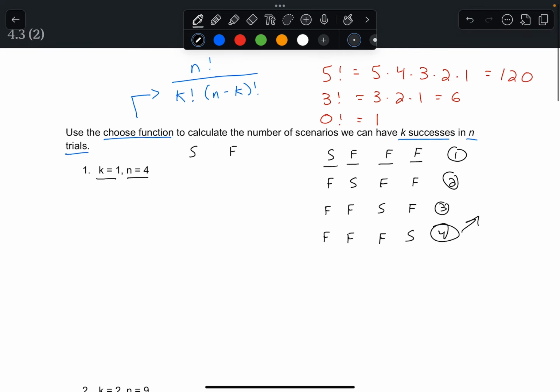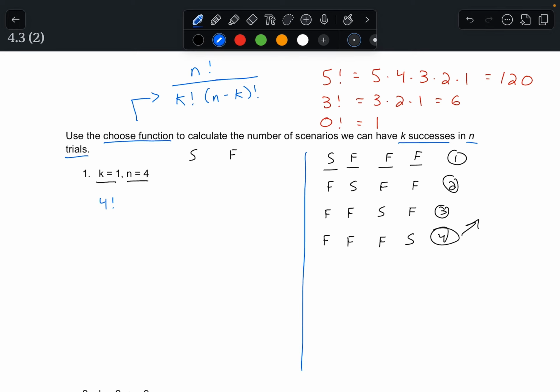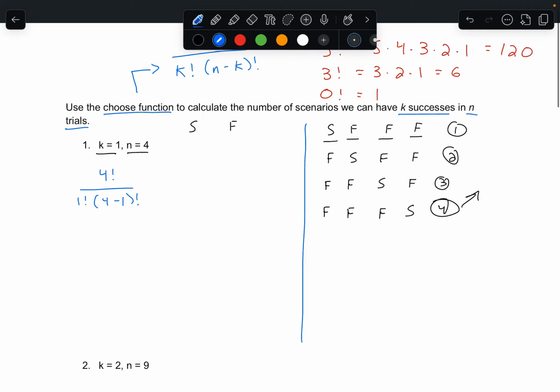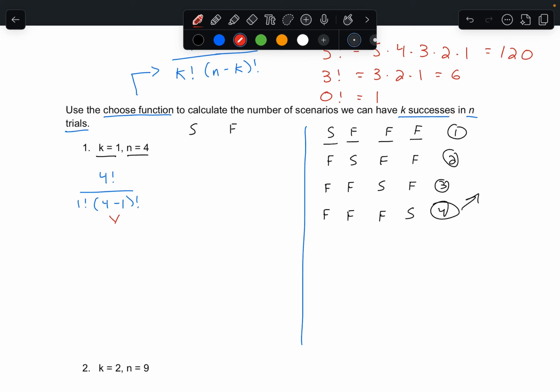I'm going to plug my values for k and n into the choose function, n factorial over k factorial times n minus k factorial. So n factorial is 4 factorial, divided by k factorial, which is 1 factorial, times n minus k, which is 4 minus 1, factorial. We want to make sure we follow order of operations. Inside the parentheses, I need to subtract first. I like to simplify this first. This is going to be 3 factorial.